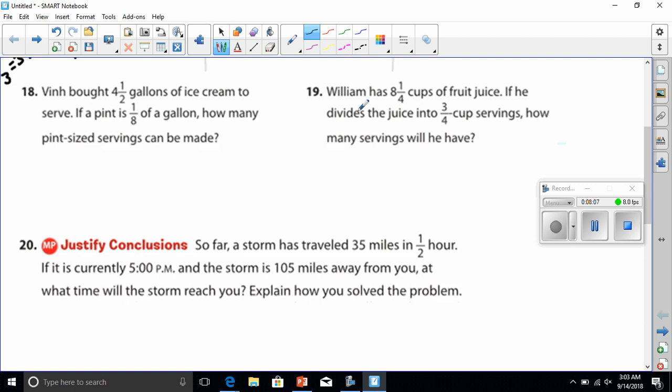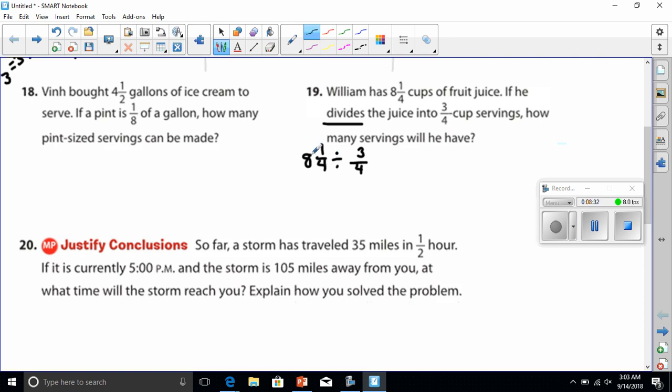Well, divides is our key word here. So basically our problem is 8 1/4 divided by 3/4. Once again, we see that we have a mixed number. We're going to have to turn it into an improper fraction first.